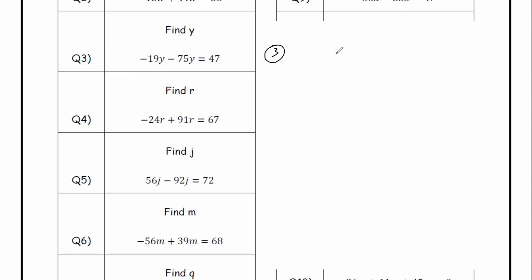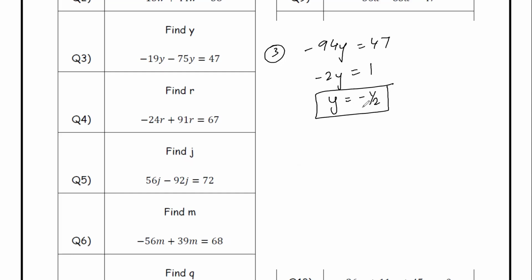Find y. 19y and 75y both are negative. If I do the math, 20 and 75 is 95, so one less, 94. Divide by 47 on both sides. And I know 94 is twice 47. So negative 2y is equal to 1. I'm dividing both sides by 47 basically, and therefore y is equal to negative half, because I'm dividing 2 on both sides.